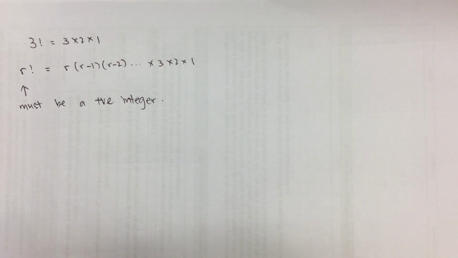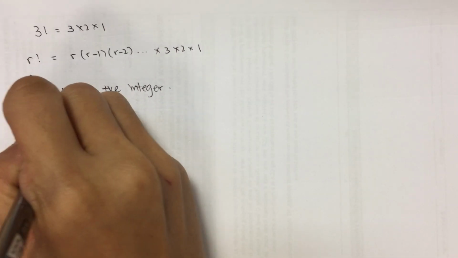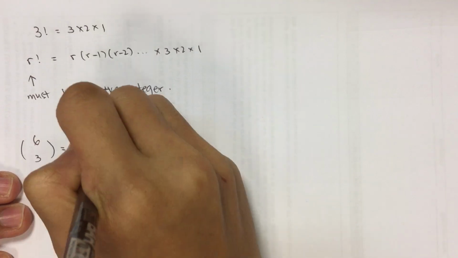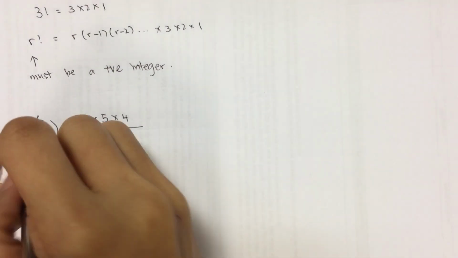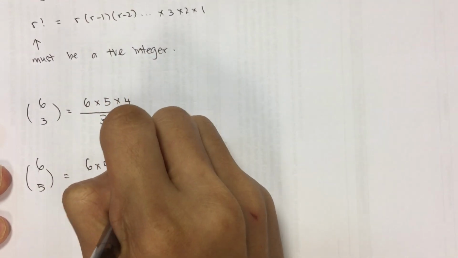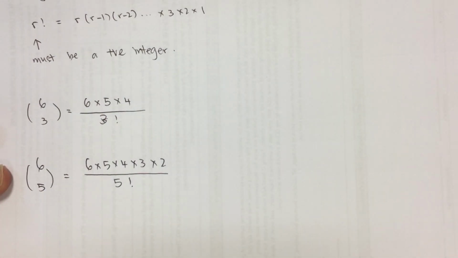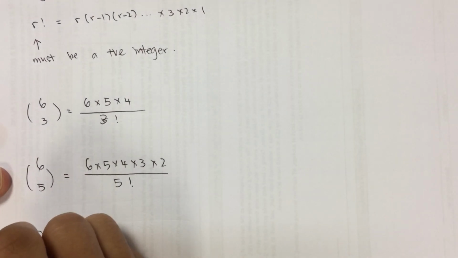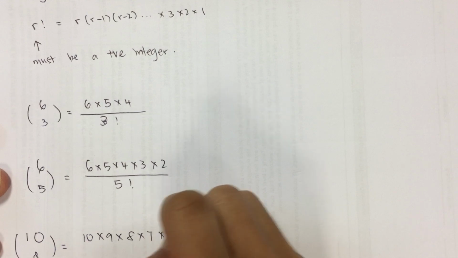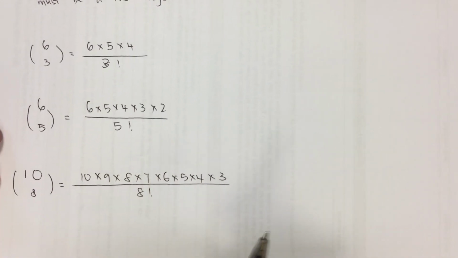Okay, so now that I know what this r factorial is, maybe we can see how it's useful for us in our notation here. I can rewrite this as 6 times 5 times 4 over 3 factorial. 6 choose 5 also gives me 6 times 5 times 4 times 3 times 2 over 5 factorial. If I move on to larger numbers, for example 10 choose 8, it is very troublesome for me to write down the numerator: times 9, times 8, times 7, times 6, times 5, times 4, times 3 over 8 factorial. I have reduced the bottom, but the top is still a little bit annoying.